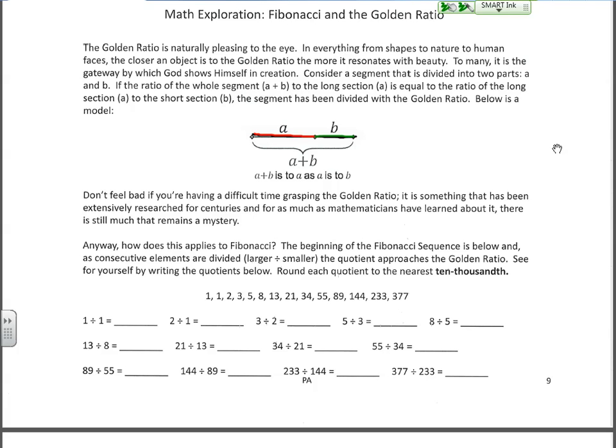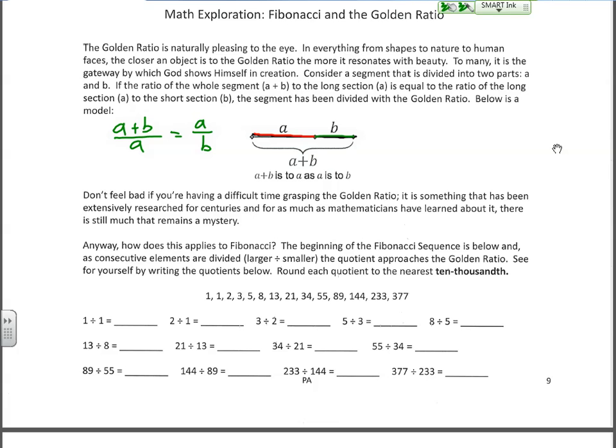Below is a model. So we're talking about rates and ratios now. What this is saying is that if the whole segment compared to segment or part A is equal to part A divided by part B, it's said to be in the golden ratio. If you're having a difficult time grasping this, it's okay. It's something that has been extensively researched for centuries, and for as much as mathematicians have learned about it, there's still much that remains a mystery.